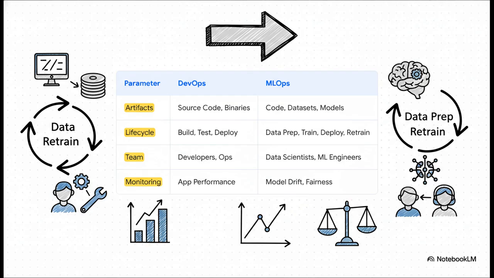This table really lays it all out, doesn't it? Look at the artifacts. DevOps is dealing with source code. MLOps, it's code plus datasets plus models. The lifecycle is different too. DevOps is build, test, deploy. MLOps adds that crucial retrain step that makes it a loop. The teams are different. You're bringing data scientists into the mix. And monitoring? It goes way beyond just checking if the server's up. You're tracking model performance, data drift, even fairness. It's a whole new ballgame.